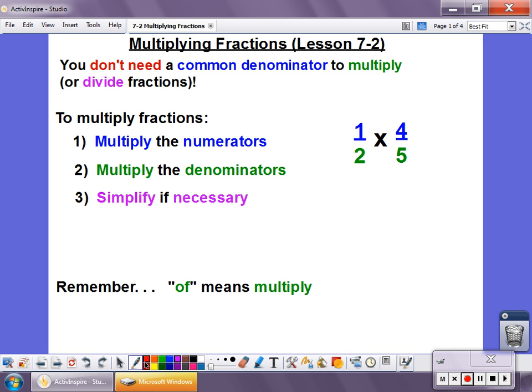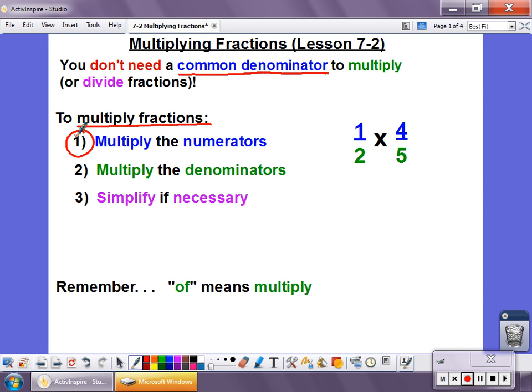When you multiply fractions, you need to know that you don't need to have a common denominator. You don't need a common denominator to multiply or divide, only when you add or subtract. And that makes it really nice, because when it comes to multiplying fractions, you just have 3 steps.